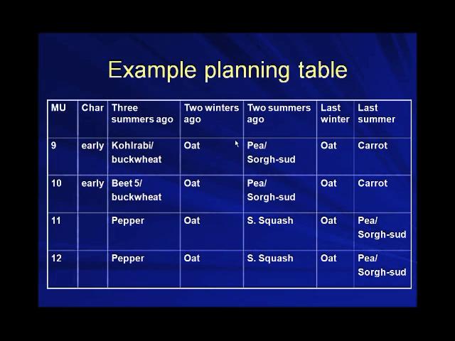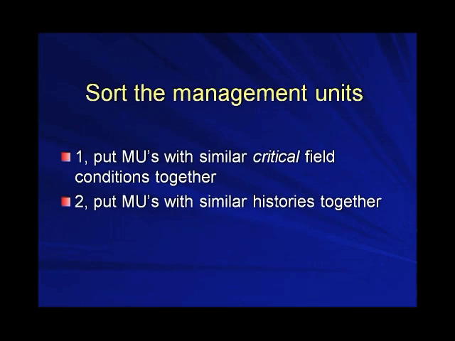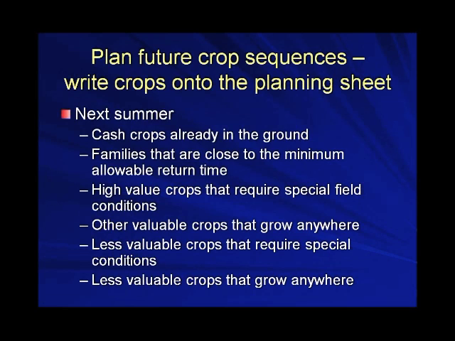And what you see is that sometimes adjacent management units may have the same crop, as here with the peas followed by sorghum Sudan grass, but then at other times maybe they're split, and different types of crops are grown on each. And having it all laid out like this makes it easy to keep track of where you've grown what in past years.